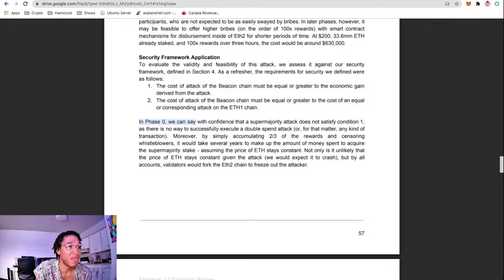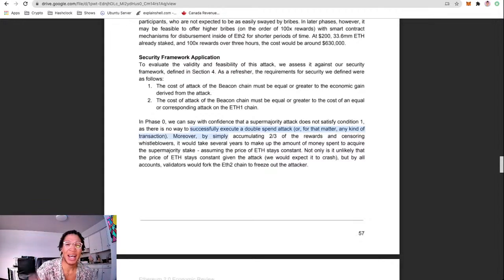But in phase 0, we can say with confidence that a supermajority attack does not satisfy condition 1, and there is no way to successfully execute a double spend attack, or for that matter, any kind of transaction, which is safety. No transactions, let's take it slow.